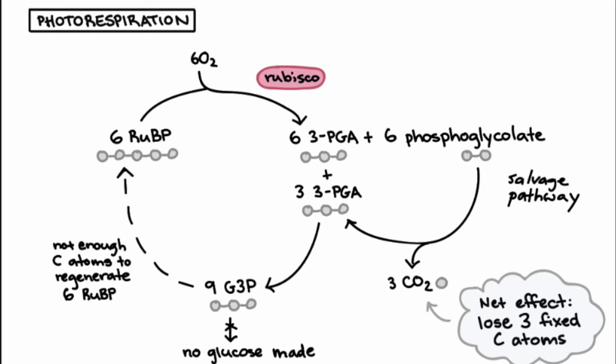So therefore, all the carbons in the molecule are essentially wasted and redirected through other organelles to break it down. More importantly, though, this means that there will not be enough G3P in the cycle to make one glucose molecule, which is the main objective of photosynthesis.